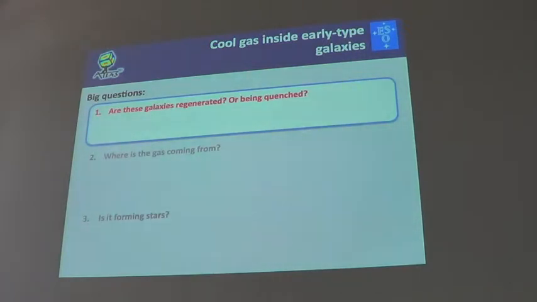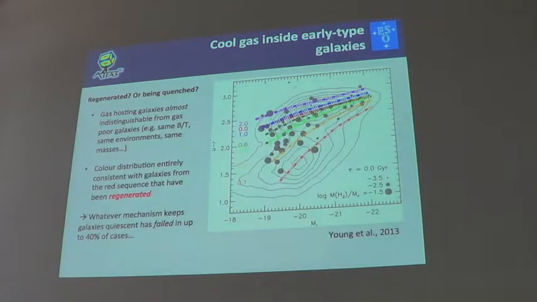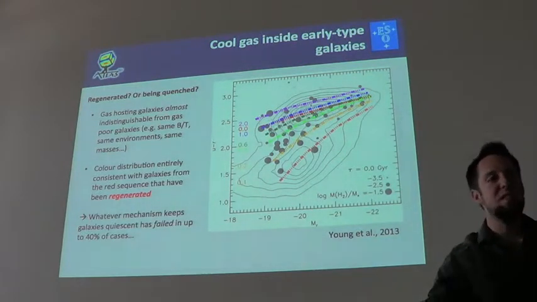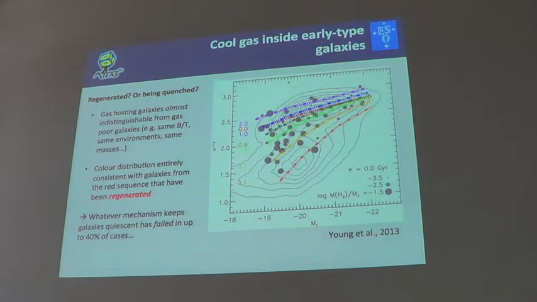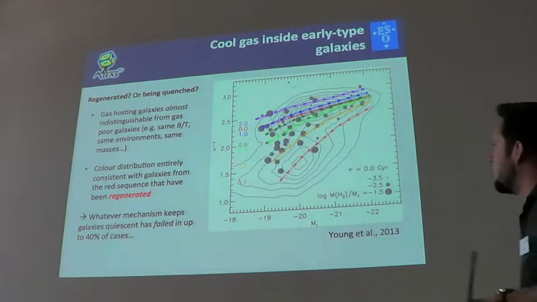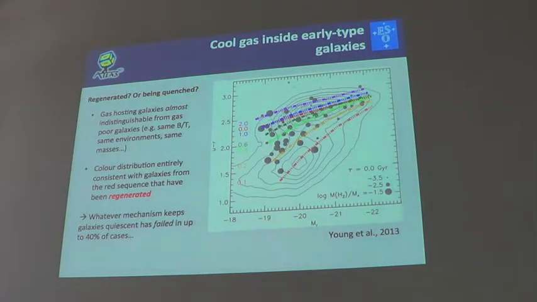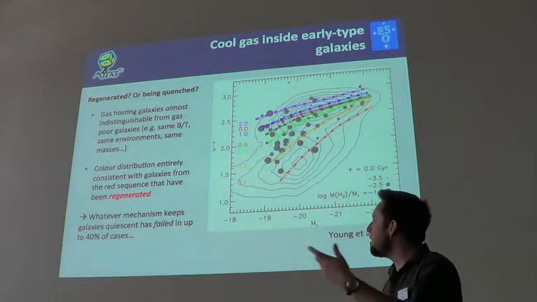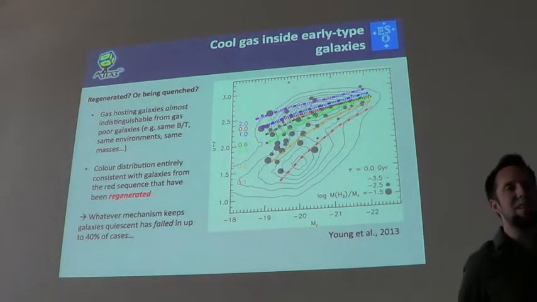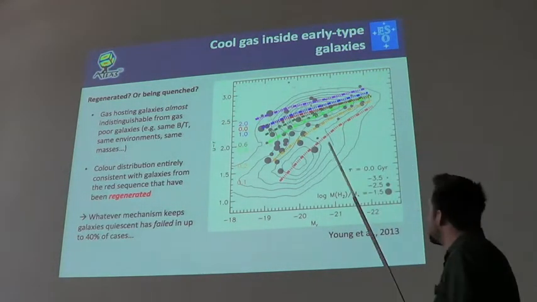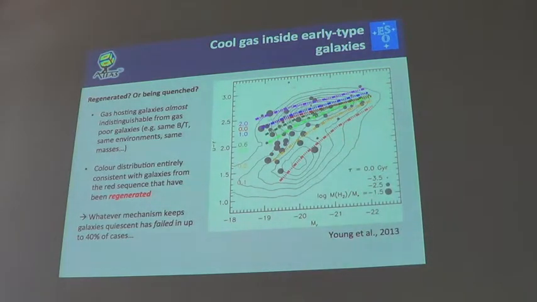So I'm going to go through and try and answer these three questions in my remaining time. Firstly, are these galaxies regenerated or quenched? Or neither? So the evidence that I'm going to use here is the following. These galaxies are essentially indistinguishable from the other early type galaxies in our survey, apart from the fact they have gas and therefore, maybe in some cases, slightly younger stellar populations arising from this gas. They have the same bulge to total ratio, same environment, same masses. So it doesn't seem like they are special populations that are just transiting. They're identical to the others other than the fact that they happen to have cold gas.